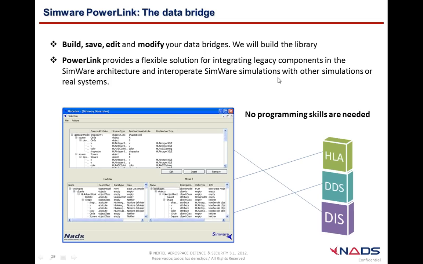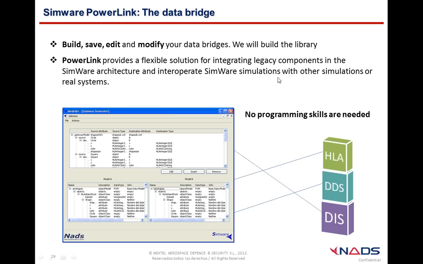We have PowerLink. PowerLink is a tool for making the data bridges. It's a tool that has 2 parts. One is for one model, the other is for another model. And you have to choose which elements you want to communicate. That's all. All is data. We will make the library for you here. You don't need any programming skills.